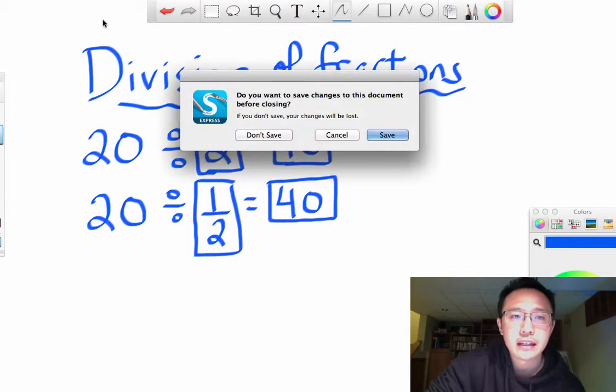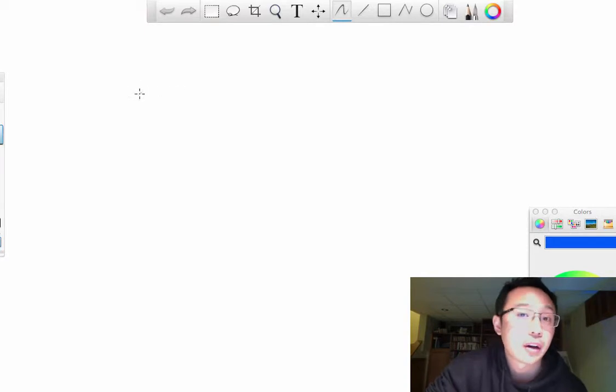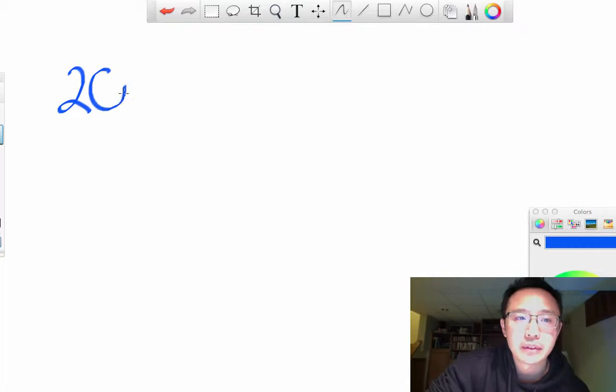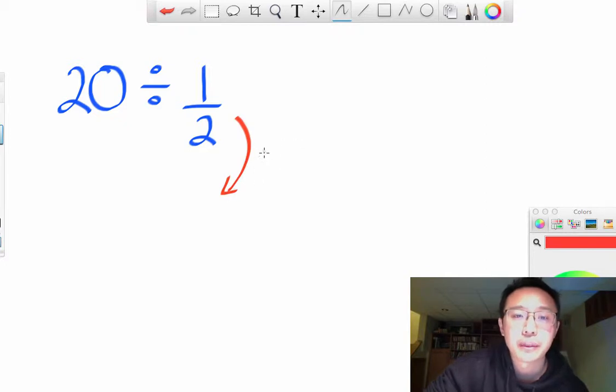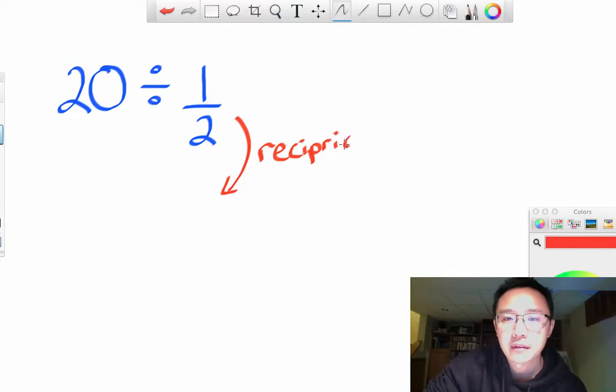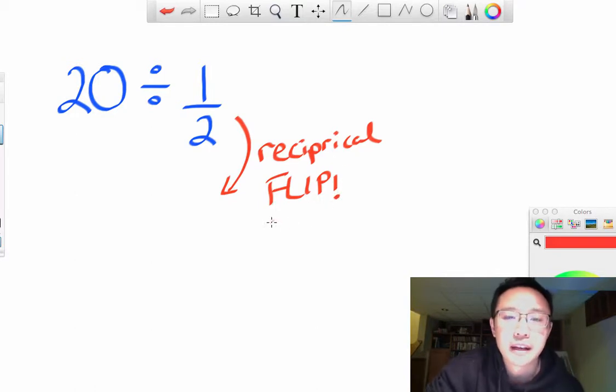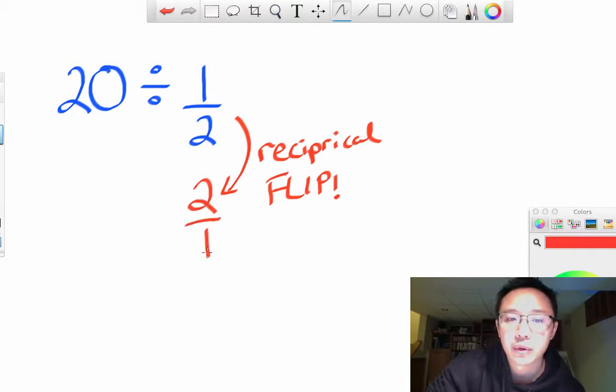How we write that in operation terms is pretty neat. If we start off with 20 again and divide by 1/2, what you do is take the second one and flip it, or change it to the reciprocal. Reciprocal means that you're just basically going to flip. Exclamation mark. Flip this fraction and invert it to 2 over 1.